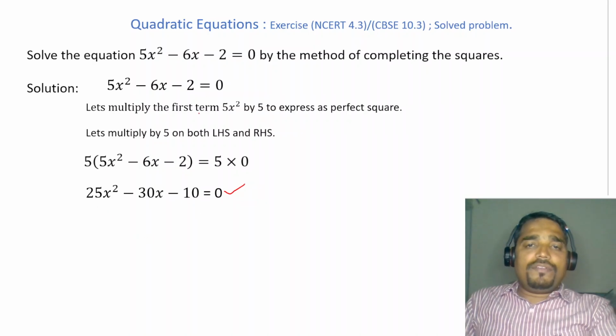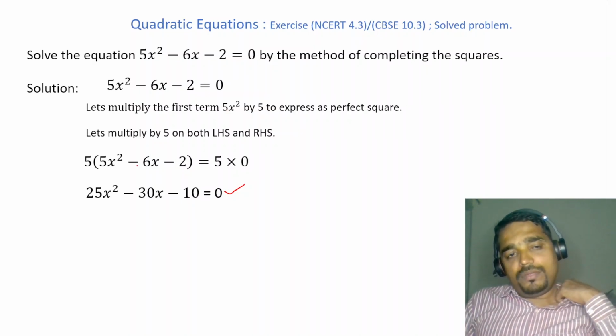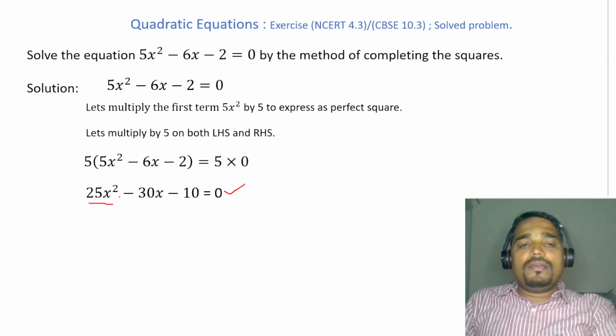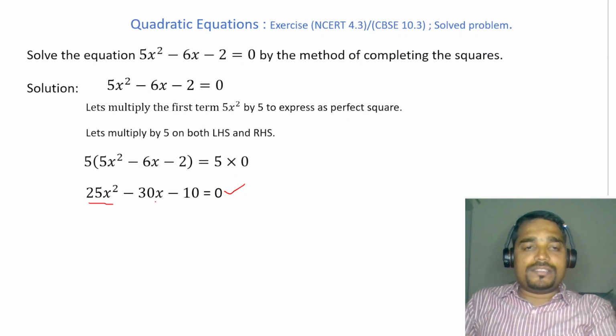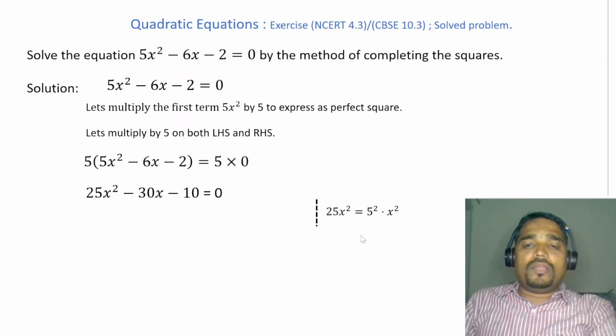Now even after multiplying 5 to 5x square, which is the first term, we see that we have got 25x square, which is not yet in the form of a perfect square. Now let us simplify this. 25x square can also be written as 5 square multiplied by x square, or it can also be written as 5x whole square.